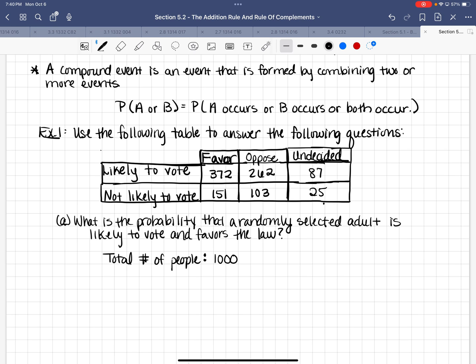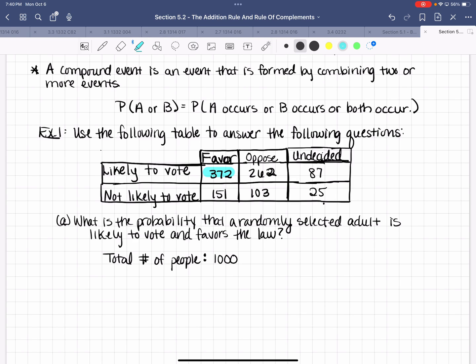Thousand total people. Good. Now, we want how many are likely to vote and favors the law. Which number is that? Can you read that chart and tell me? Yeah, 372, right? This 372 right here, they favor the law and they're likely to vote.